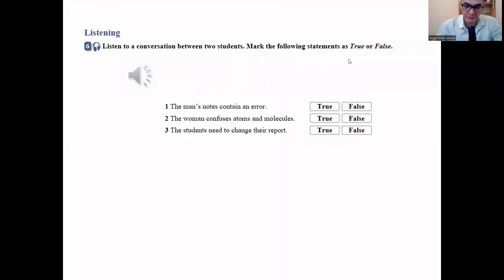For the second listening activity, I want you to listen to a conversation between two students. After you listen to the audio clip, I want you to mark the following statements as true or false. So we have these three statements over here. We have the man's notes contain an error. The woman confuses atoms and molecules. And the students need to change their report. So listen to the audio clip, pause the video, choose true or false for each statement. And once you're done, resume the video and we will go through the answers together.